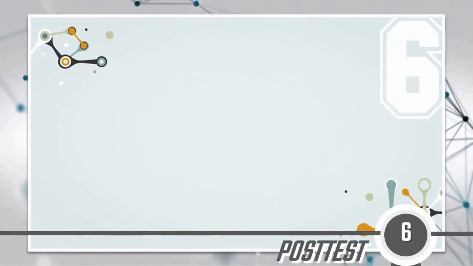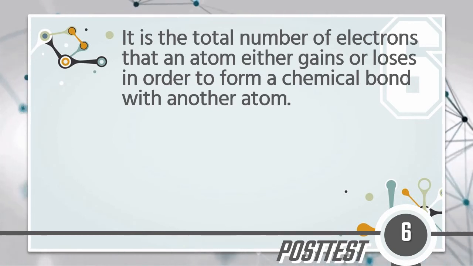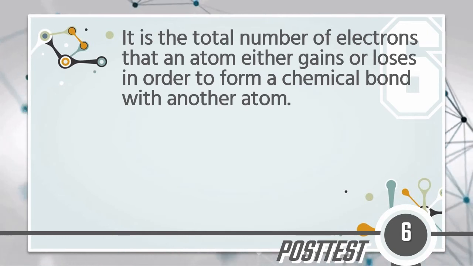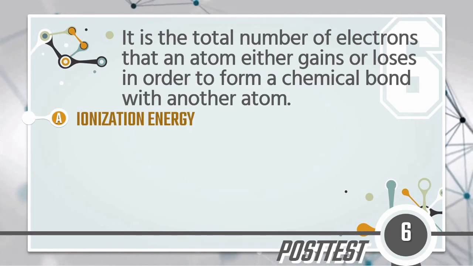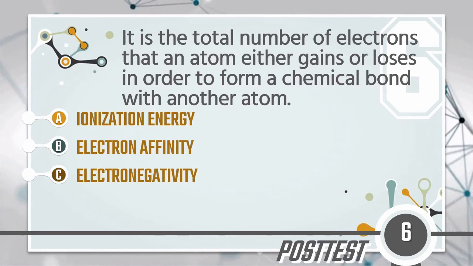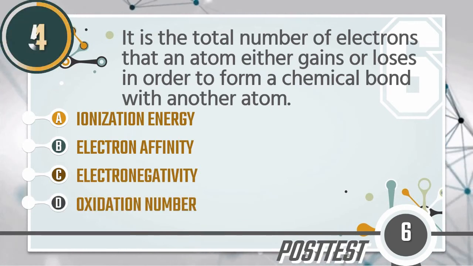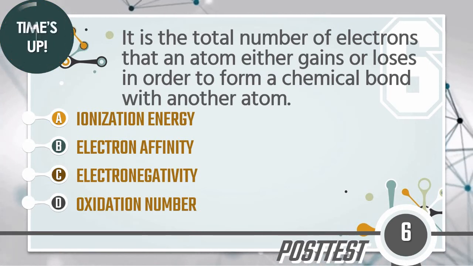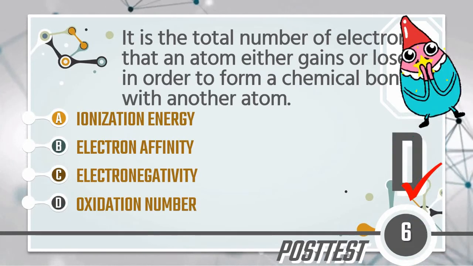Number 6. It is the total number of electrons that an atom either gains or loses in order to form a chemical bond with another atom. A. Ionization energy. B. Electron affinity. C. Electronegativity. Or D. Oxidation number. If your answer is D, you're correct.